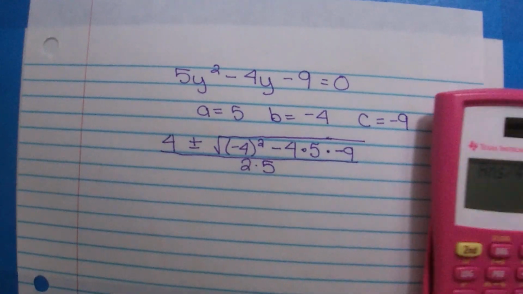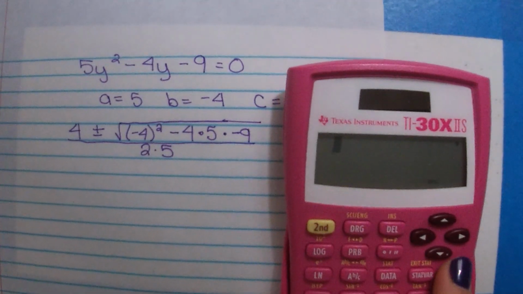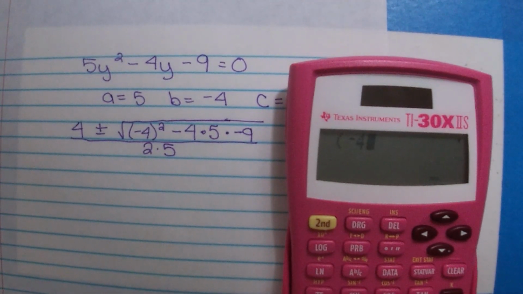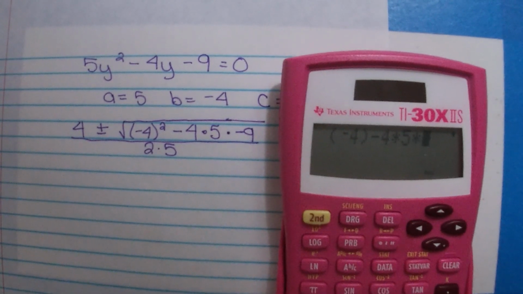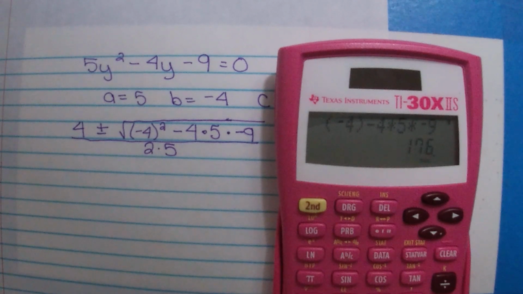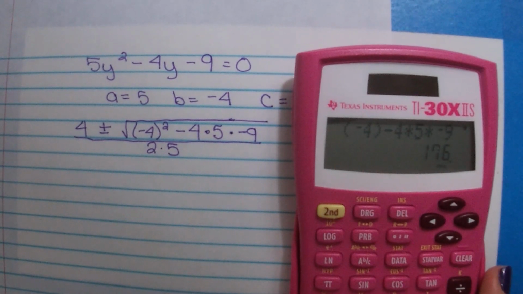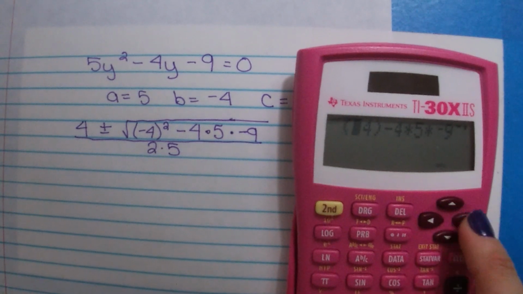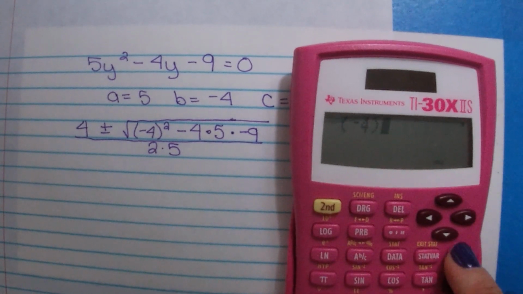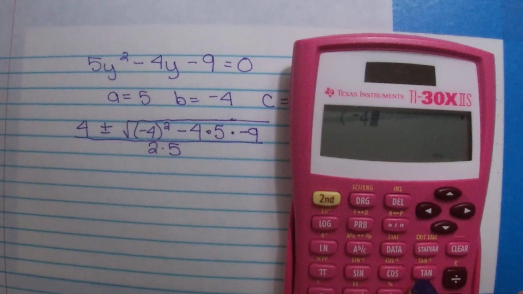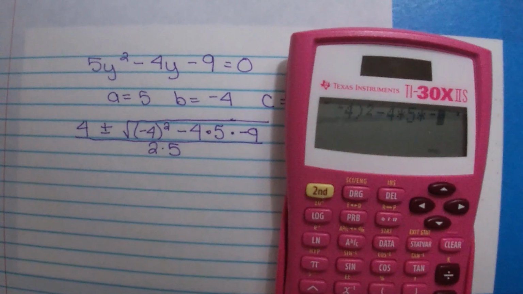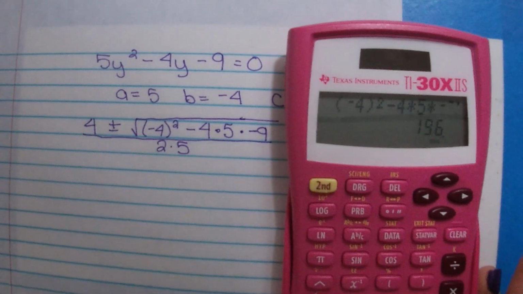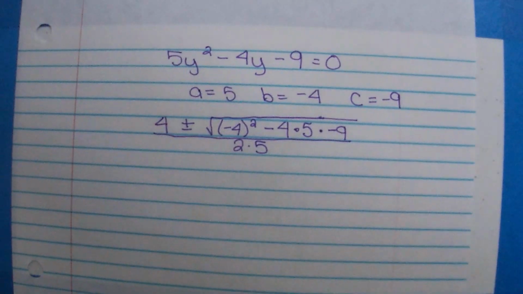So now we're going to simplify under the square root. Again, you can just use your calculator. So parenthesis, negative 4, close parenthesis, minus 4 times 5 times negative 9. Oops, I forgot my square. That's my problem. I was like, that number's not right. Let me try that again. So parentheses negative 4 squared. There we go. Minus 4 times 5 times negative 9. So if you weren't agreeing with me, you were probably right. So 196. That looks much better.